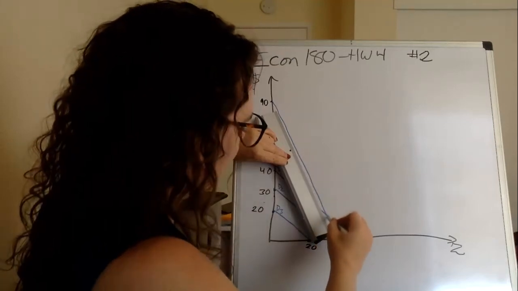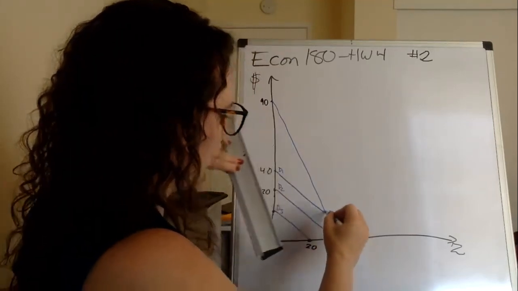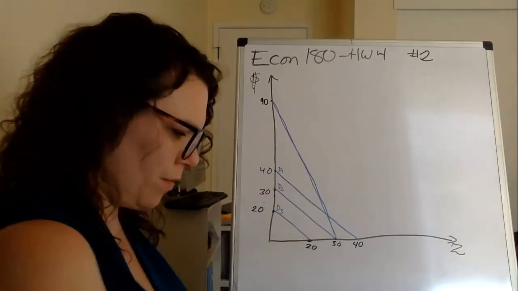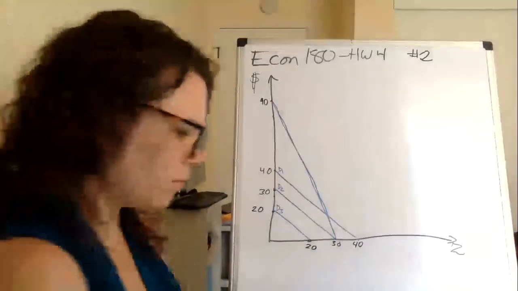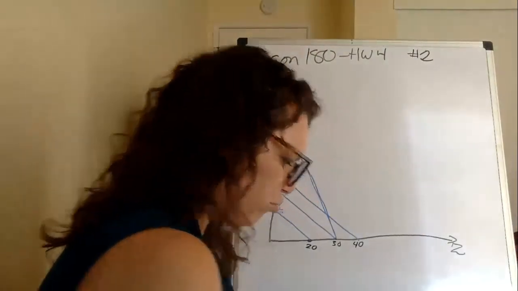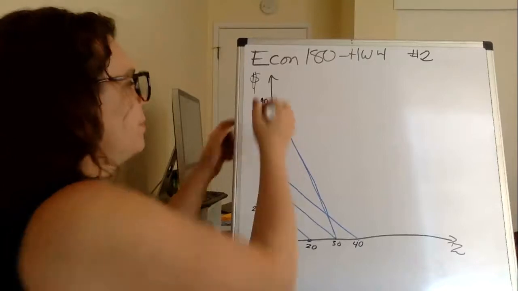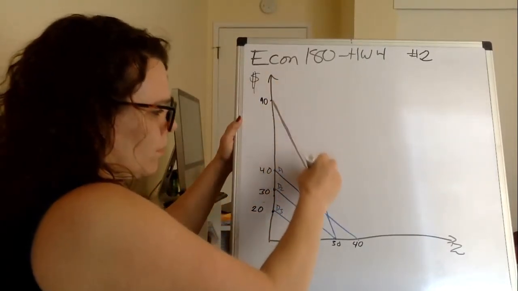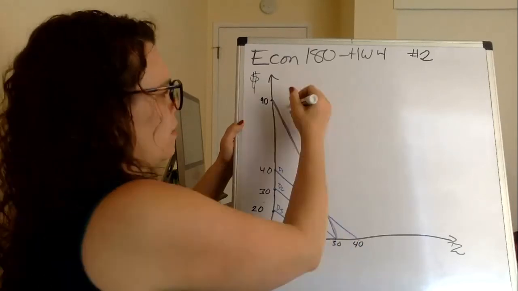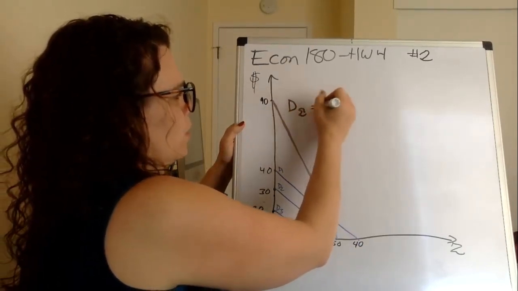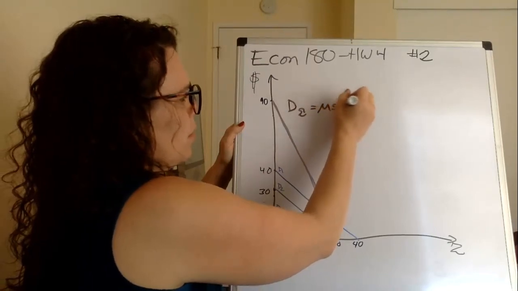And it still looks like crap, but that's okay. I'm going to do something a little bit better with it. Let's give us a nice big round one. There we go. And so that's going to be our D summation, which is equal to our marginal social benefit.